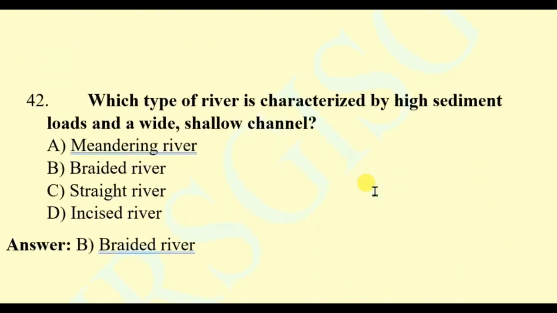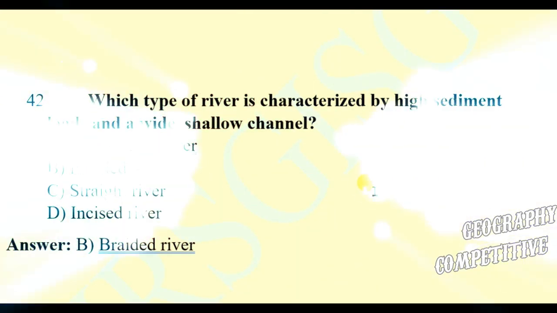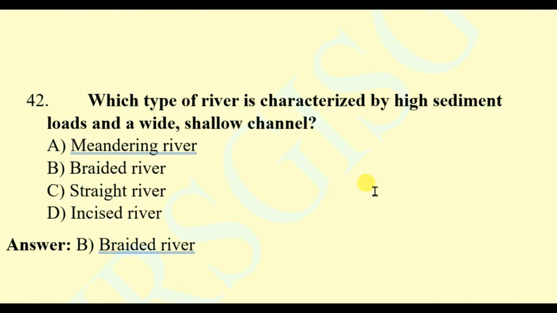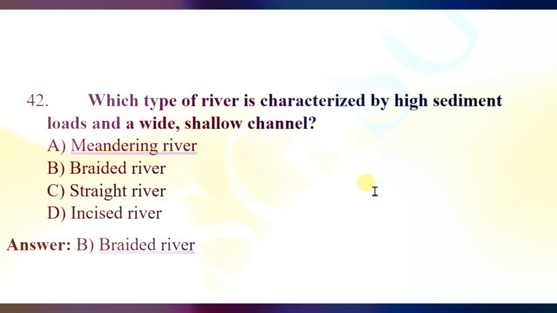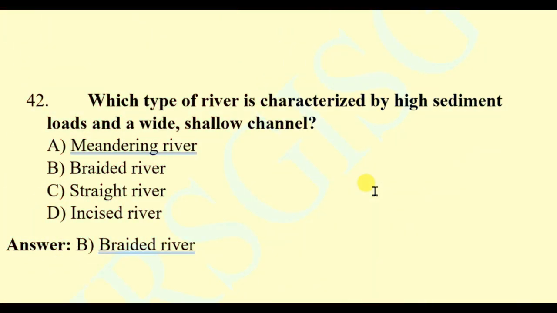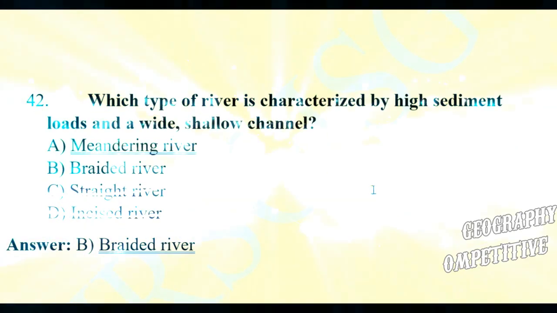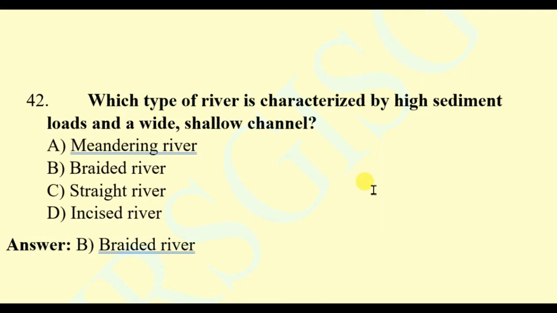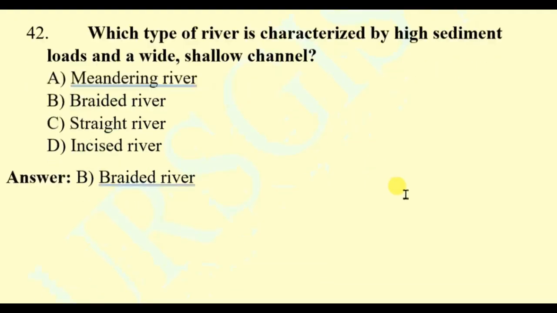Question 42. Which type of river is characterized by high sediment loads and a wide shallow channel? Meandering river, braided river, straight river, incised river. Here the correct answer will be braided river. For the high sediment load, a braided river can originate. And as I already told, in the alluvial fan part of the river, the river's gradient decreases suddenly and the sediment load increases, so there the braided river can be formed.